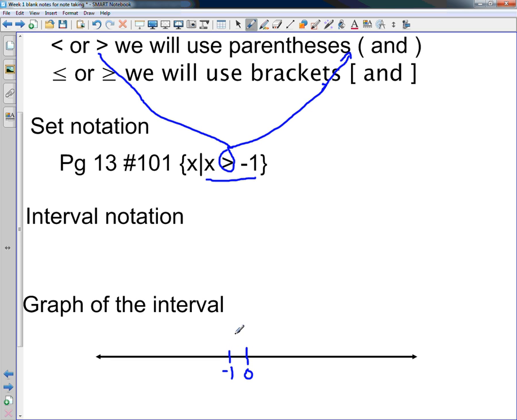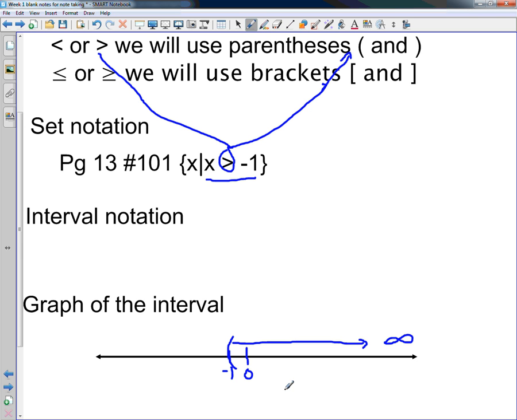Now I've got to figure out which way it's going. Well, greater than symbol means to the right towards the positive numbers. So we're going to have an open parentheses to the right, and this is going to go on forever until you get to infinity.